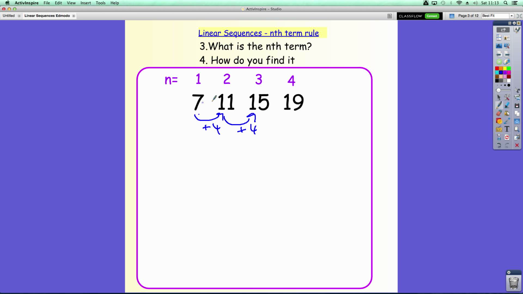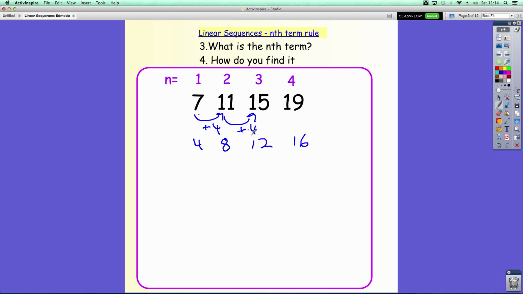In order for us to find the nth term, which is sort of a general rule, we need to use what we already know. The first thing we know is it goes up in 4s. What we also know is there's another sequence that goes up in 4s, and that is the 4 times tables. So 4, 8, 12, 16. Now we can use the position to find any number in the 4 times tables.